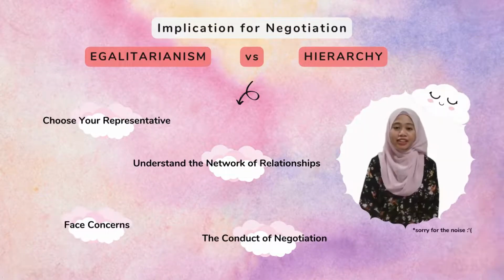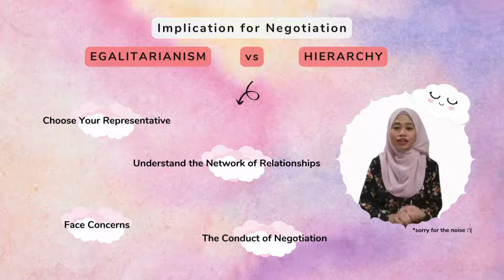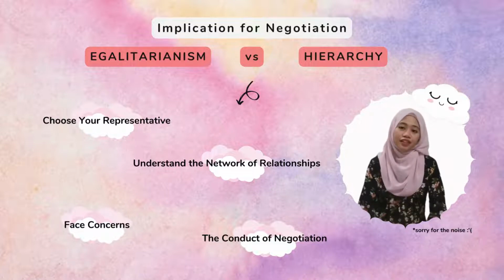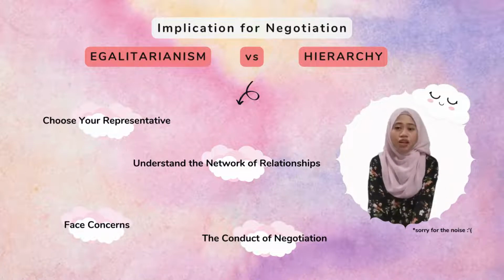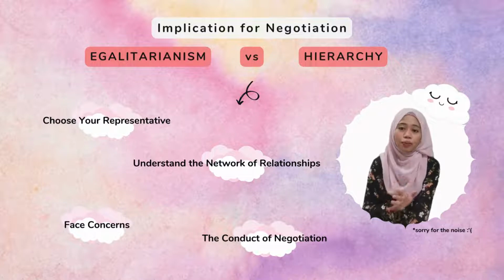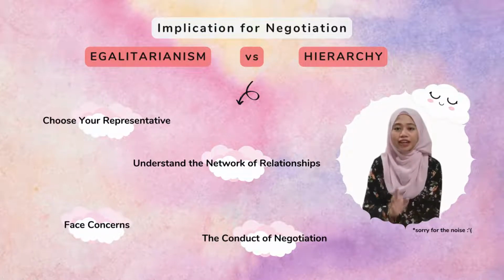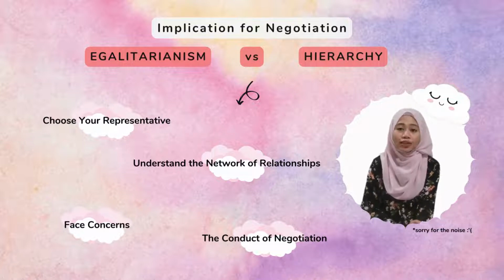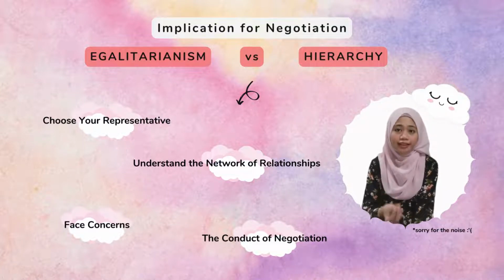So, for the implications of negotiation for egalitarian and hierarchical cultures, first is to choose your representative. Power in egalitarian societies is largely defined by one partner, and it's not uncommon for people of different ranks to find themselves at the negotiating table. In contrast, power is correlated with someone's status and rank in hierarchical societies. Therefore, sending a lower-ranking subordinate to meet with the CEO is considered disrespectful.